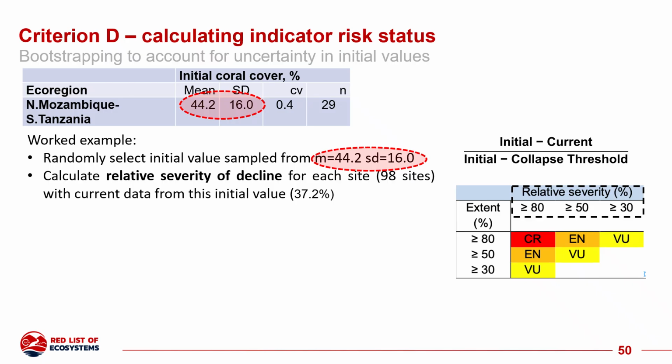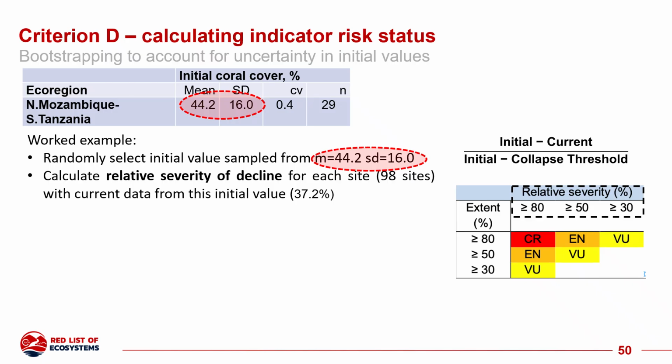Using the standard RLE matrix, we determine the risk category for that iteration based on the highest threshold exceeded. Extent in the matrix refers to the extent of the ecosystem, which in our case was the proportion of sites. Therefore, for example, to get a critically endangered classification, 80% or more of the ecosystem must have declined by at least 80%.